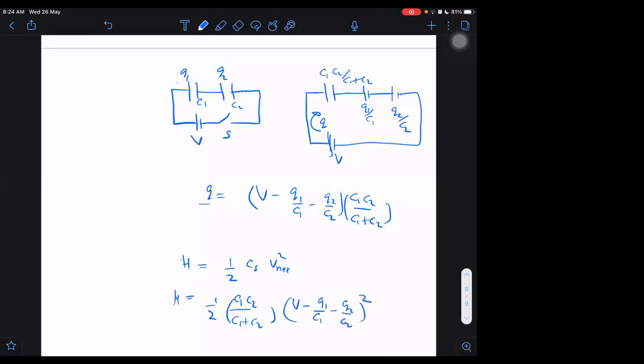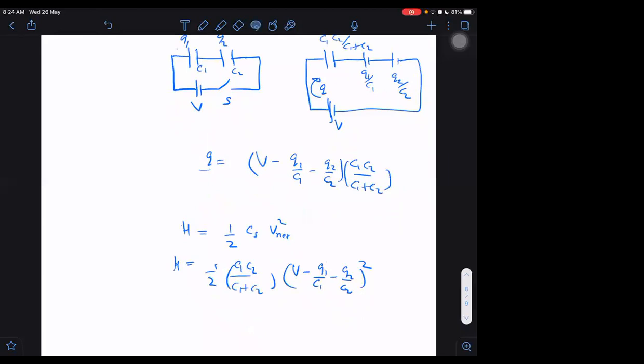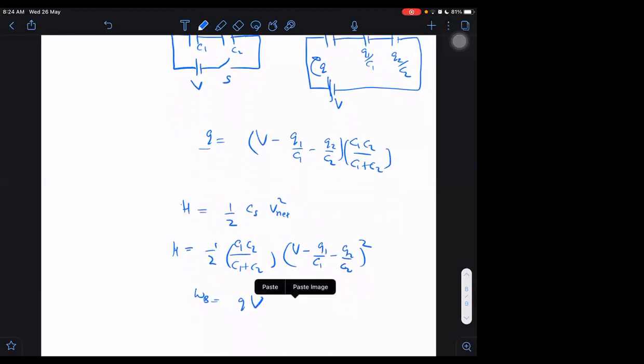This is the heat supplied, the heat energy dissipated. What will be the change in potential energy if you want to find it? The work done by the battery will be equal to Q into V, and work done by battery minus heat energy dissipated will be equal to the change in potential energy. We can find the change in potential energy another way also.